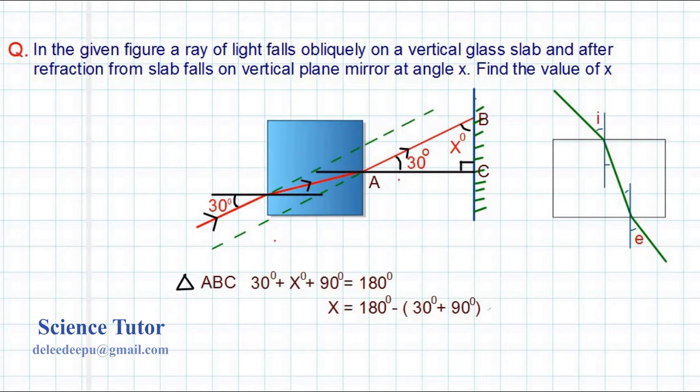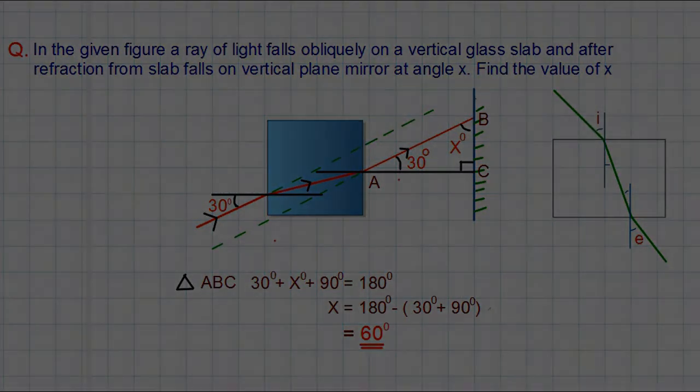According to angle sum property, you know that 30 plus x plus 90 is equal to 180, and that x is equal to 180 minus 30 plus 90, and 60. So 60 is the angle. Angle x is 60, and that's the final answer. I think this is clear for you. You can do it again and again. Now we can move to our next question.